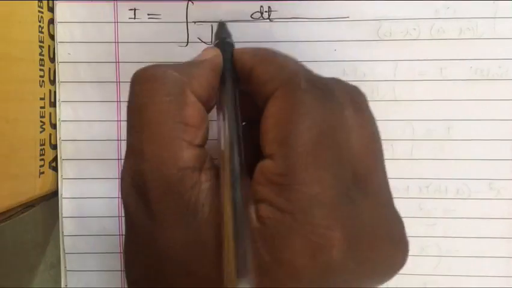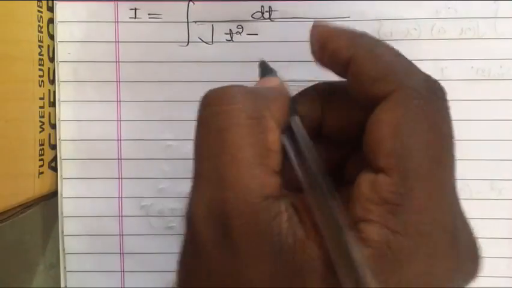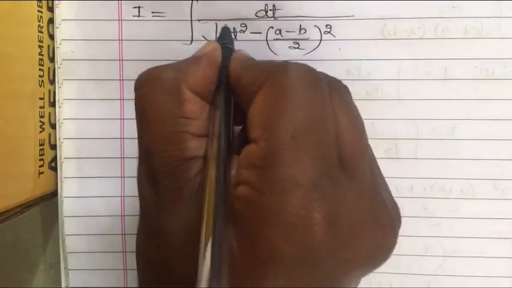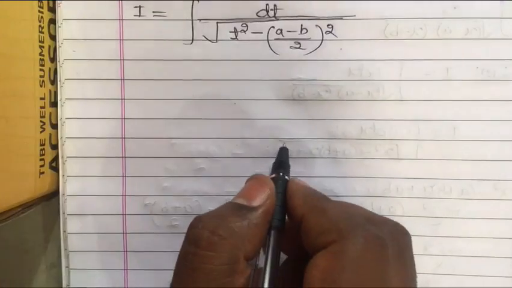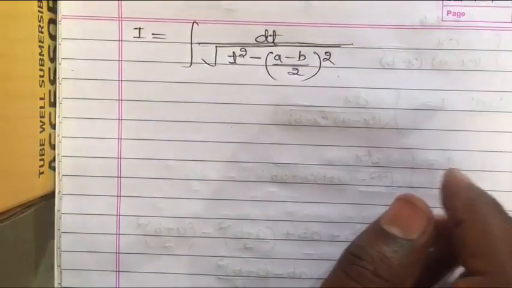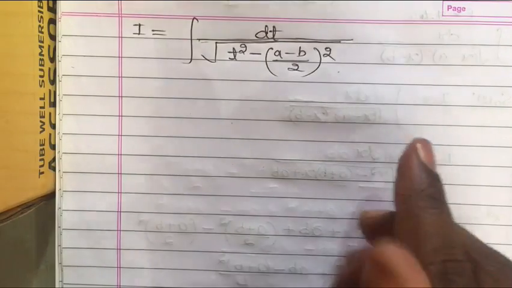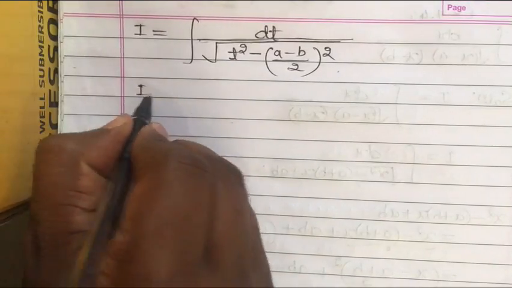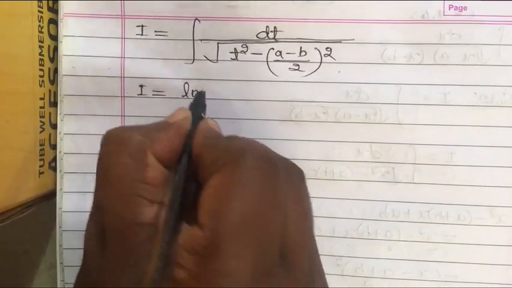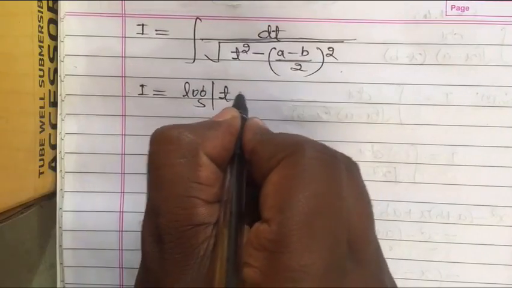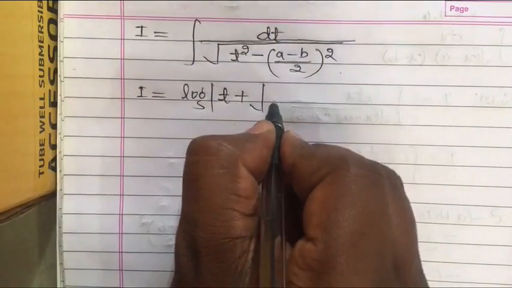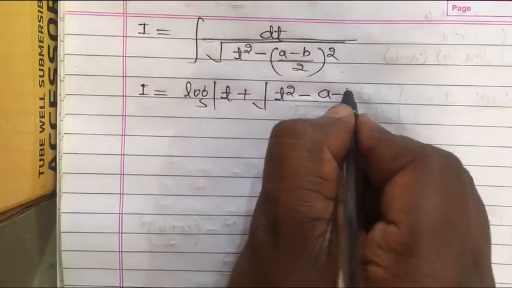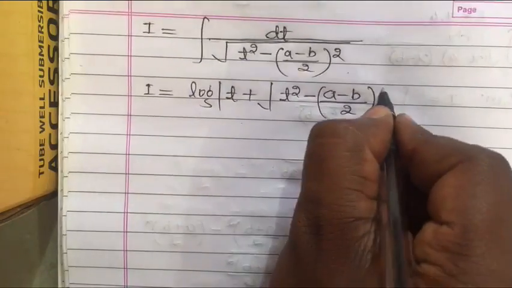After rewriting, we get t square minus (a minus b by 2) the whole square. Now this is in the standard form. It is in the form of the integral of dx by the square root of x square minus a square, that is nothing but log mod of x plus under root x square minus a square, plus c. I is equal to log mod of t plus under root t square minus a square, where a is nothing but (a minus b) by 2 here, (a minus b by 2) the whole square.